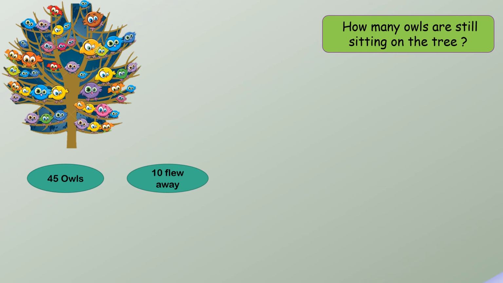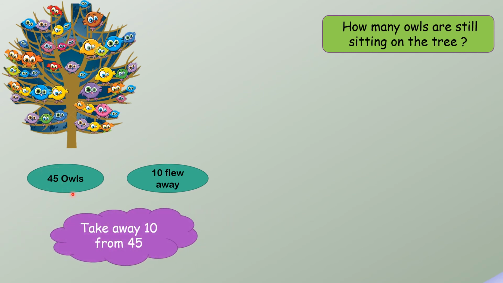From 45, 10 owls flew away. So these 10 are from this 45. So what we can see in the picture means we have to take away 10 from 45 to know how many are left. Isn't it? We have to take away 10 from 45 because these 10 have flown away from this 45. So let's do that. Take away 10 from 45.